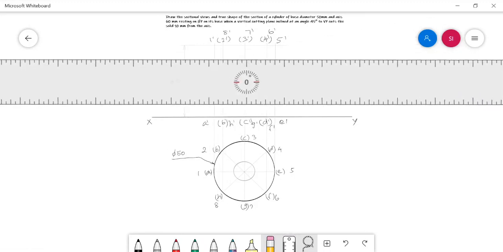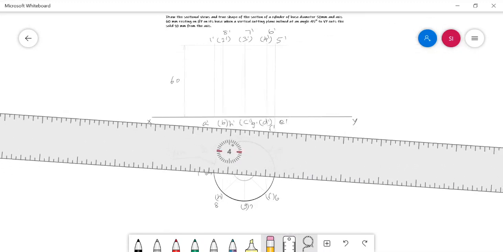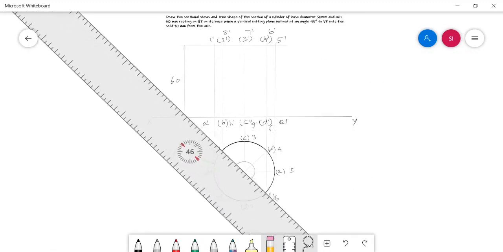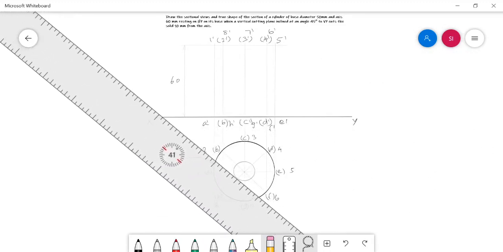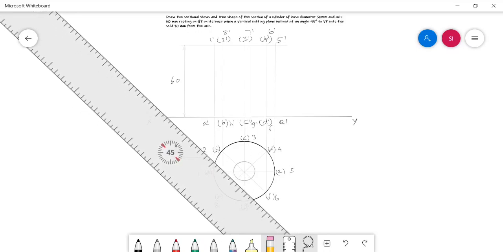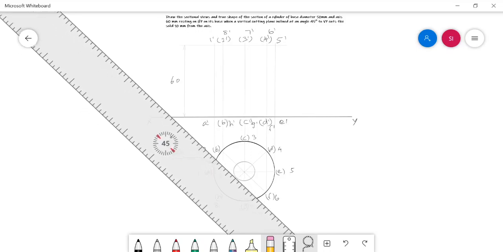Now the cutting plane is inclined at 45 degree to VP. It's 45 degree to VP. This 45 degree to VP cutting plane is going to meet the solid in this way. Use the proper line format for mentioning the cutting plane.